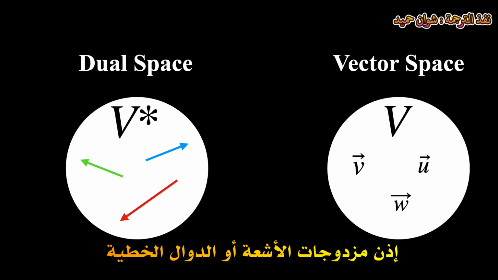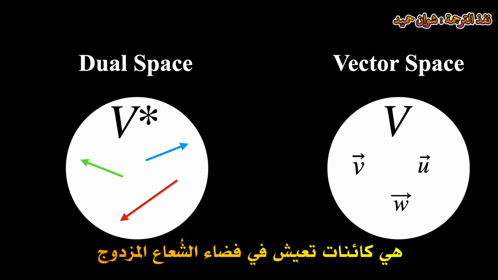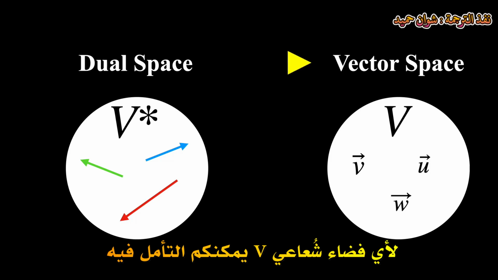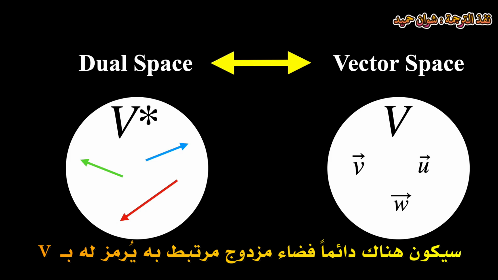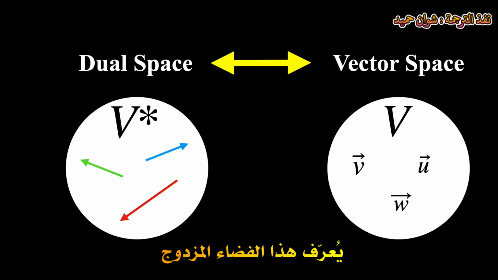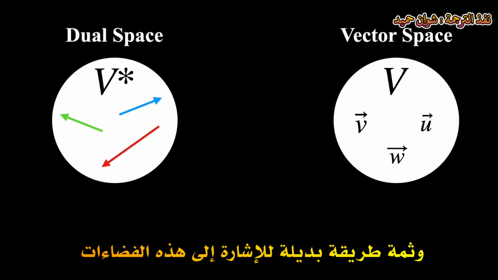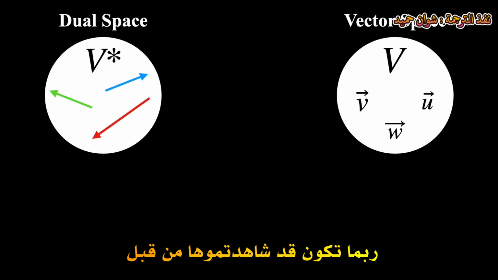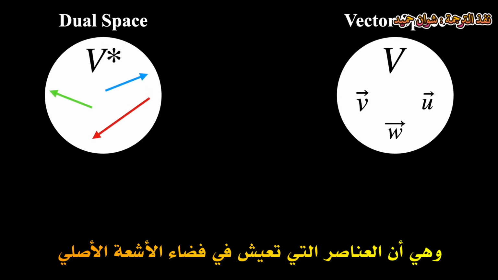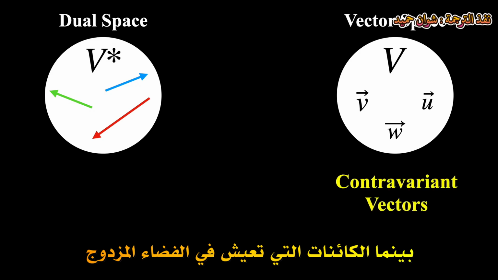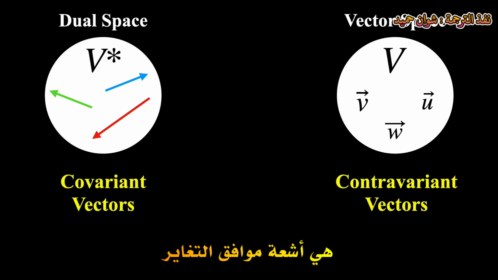So, dual vectors or linear functionals are elements that live in the dual vector space, and this will hold for all vector spaces. So for any vector space V you can think of, there will always be an associated dual space V star that you can define by taking all of the linear functionals on V. And an alternative way to refer to these spaces that you might have seen is that the elements that live in the vector space are contravariant vectors, while the elements that live in the dual space are covariant vectors.